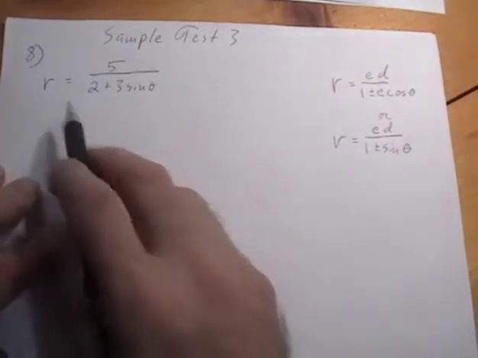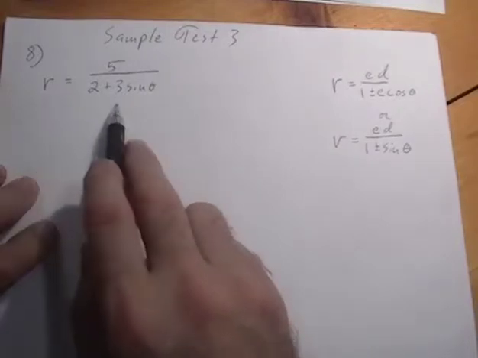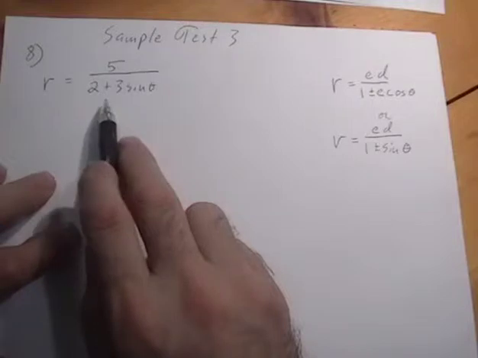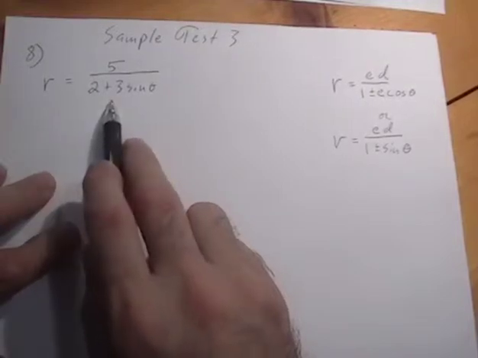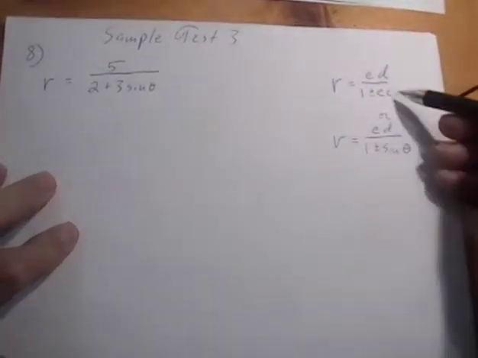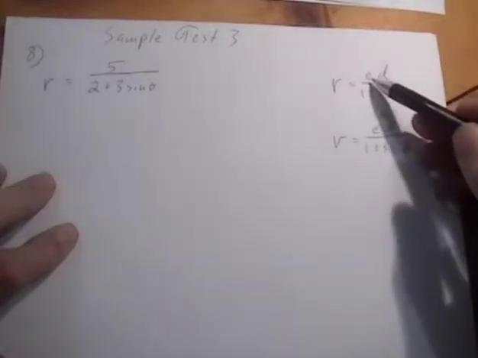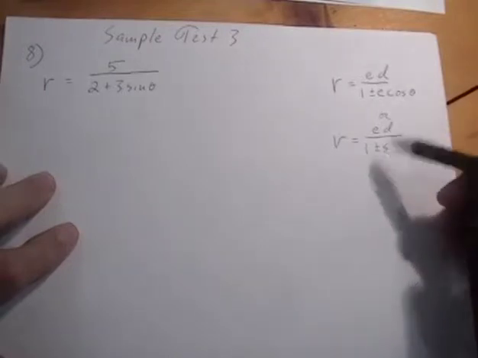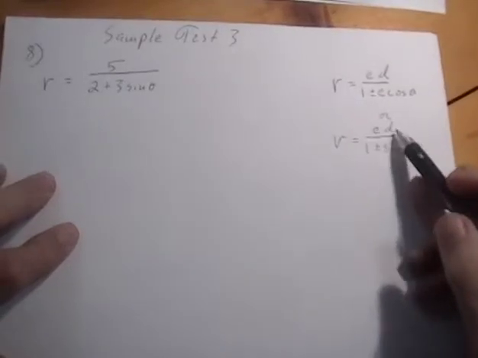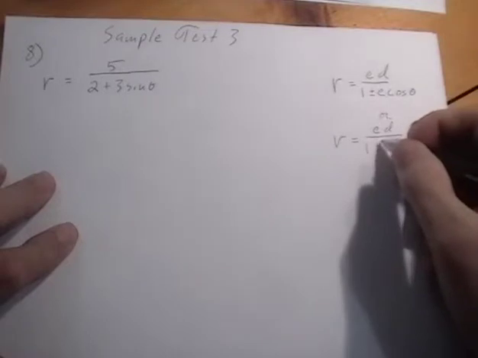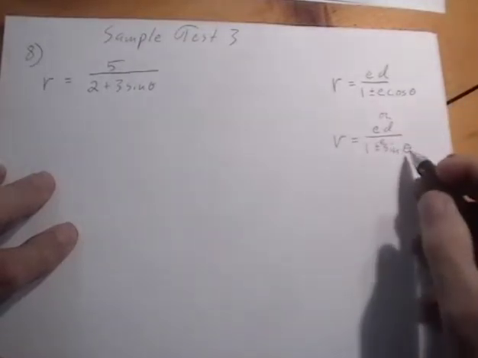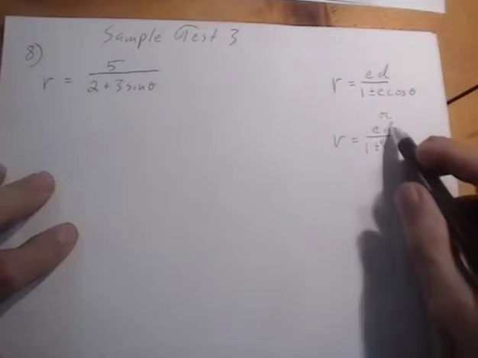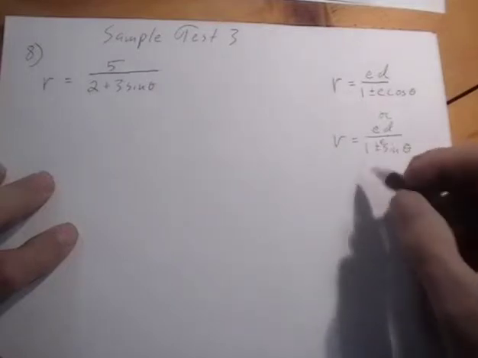Question 8. Here I have the polar form of a conic section. In order to show off what is happening, I would like to turn it into the form r equals ed over 1 plus or minus e cosine theta, or alternatively r equals ed over 1 plus or minus e times sine of theta. E is going to be the eccentricity. D will tell us about the directrix.